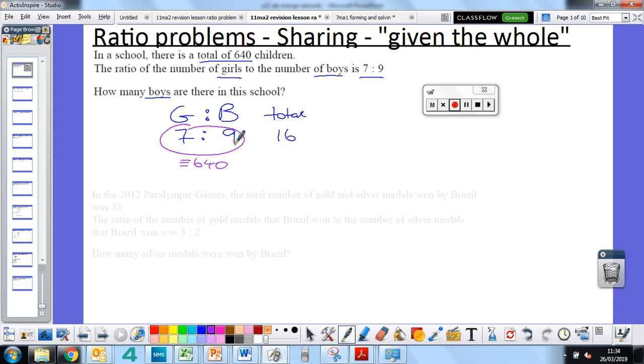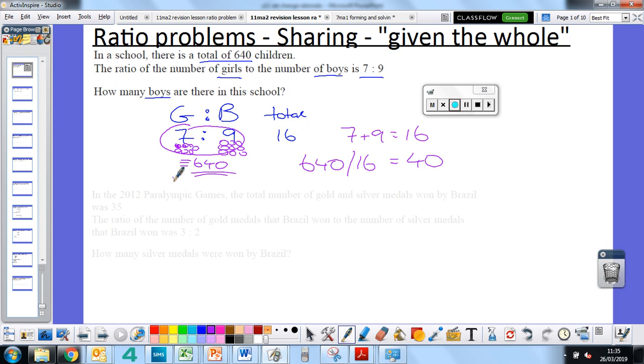So the 7 and the 9 is 16. 16 parts in total. 7 here, 9 here, 16 in total. So the 640 that represents the 7 parts and the 9 parts needs to be divided by 16. 640 divided by 16 should give you 40. And that means that each one of these parts is 40.